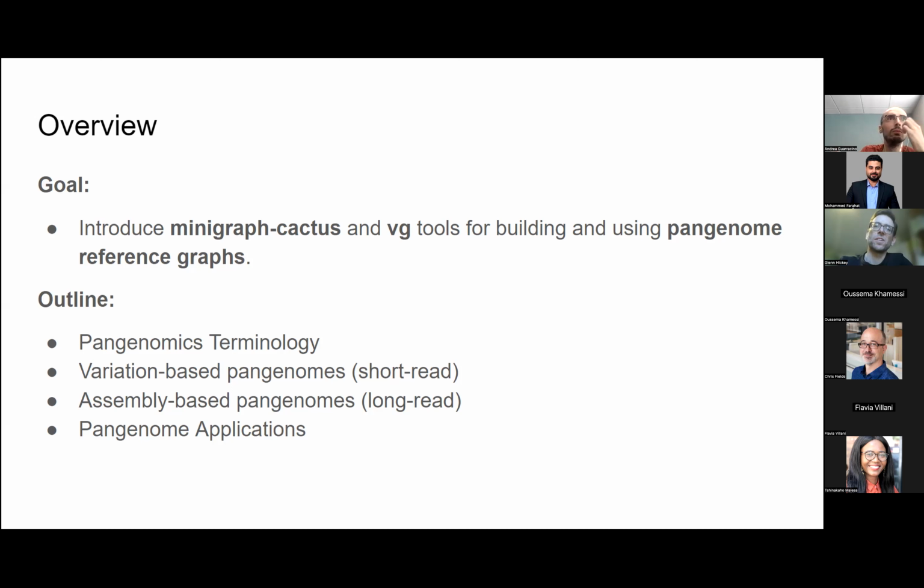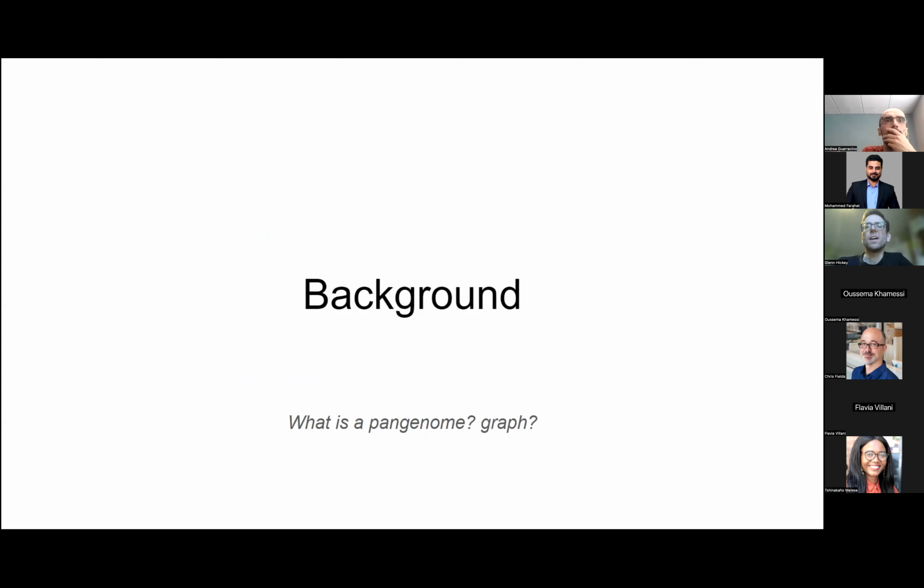And then go chronologically through variation-based pangenomes, how we used to make them with short reads, and assembly-based pangenomes, which we'll focus on, which has become possible with long reads, and then some of the applications that we've used our pangenome reference graphs for. Next slide. So the background, just to talk about pangenomes and graphs. Basically, this will just be a review for most of you. Next slide.